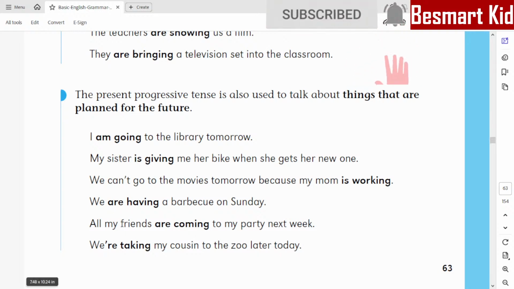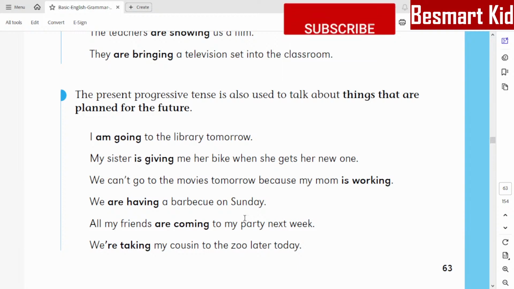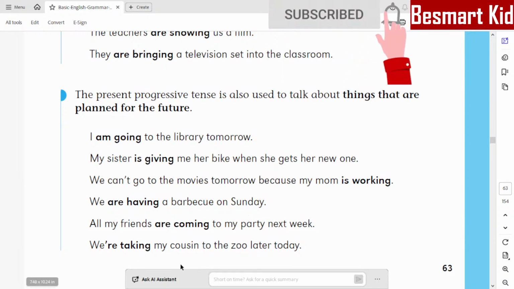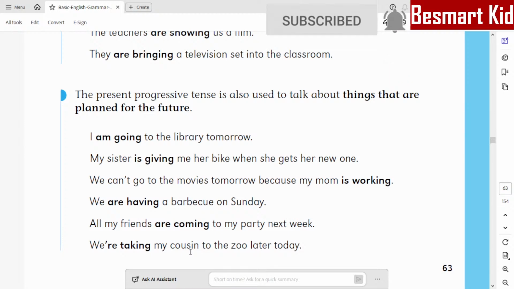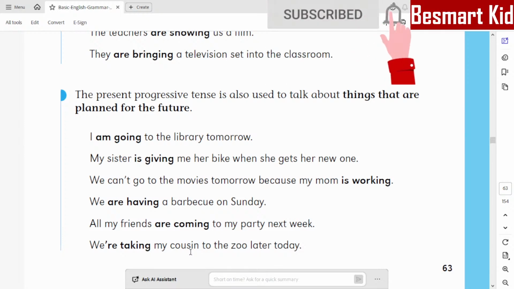We are having a barbecue on Sunday. All my friends are coming to my party next week. We are taking my cousin to the zoo later today.